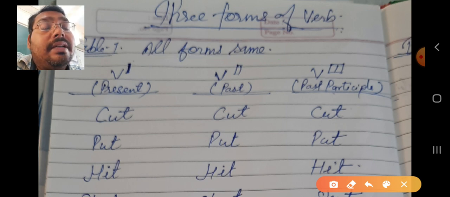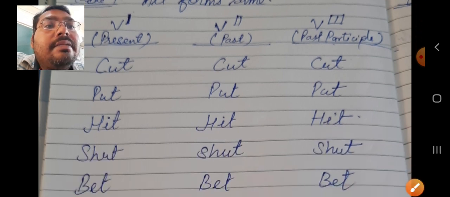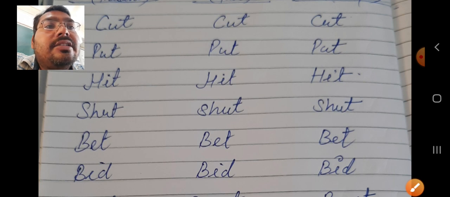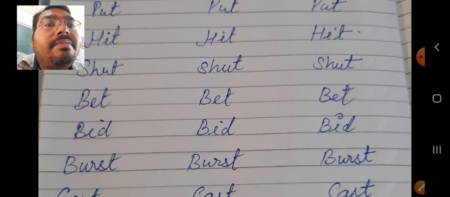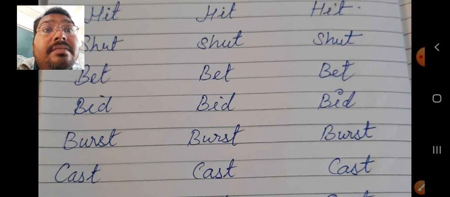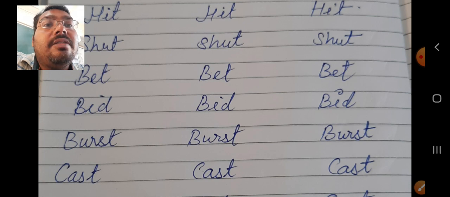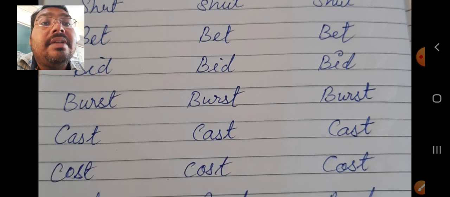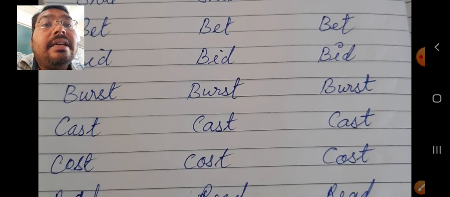Next is put. You can see put, hit, shut, bet, which means शर्त लगाना, bid, bust. Bust is something that bursts, like a tire burst or a balloon burst. If you press the balloon it bursts. So if there is a lot of pressure then it bursts. All the three forms will remain the same. Cast, you throw something. Another word is cast.